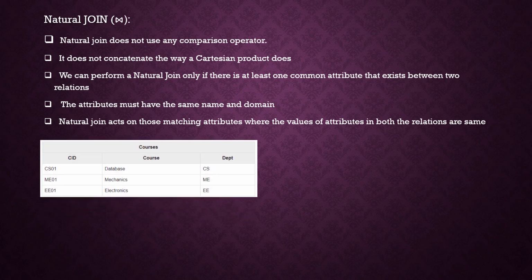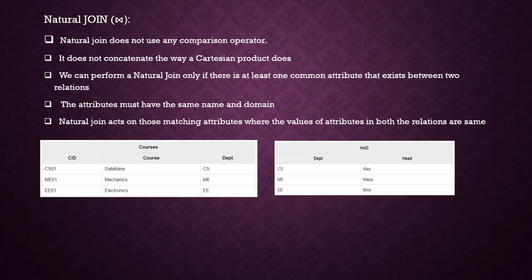Okay, we'll see the next point. Here we can perform natural join. Course is a table with course ID, course name and department, and the second table is department and head. Consider these two tables, course and HOD. Course is one table, HOD is another table. In these two tables, DPT, that means department, is the same attribute, one common attribute. Here the elements are also the same: CS, ME and EE.